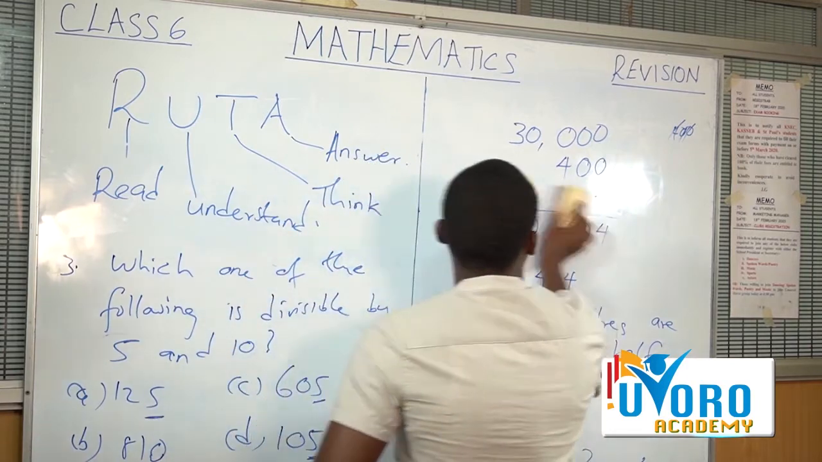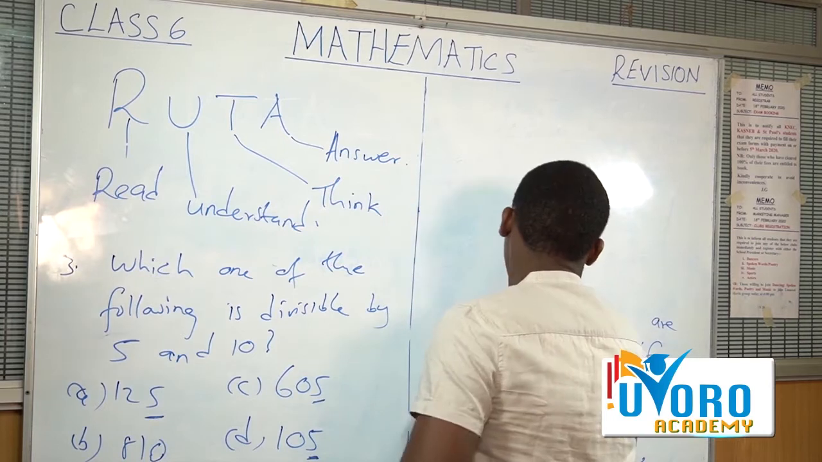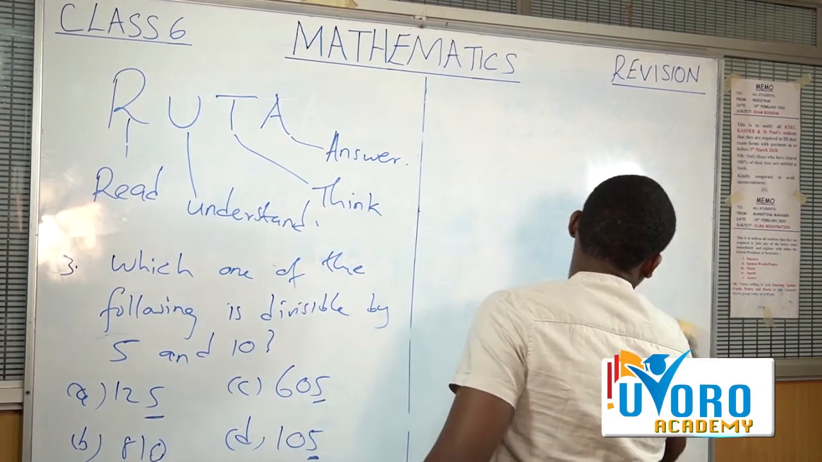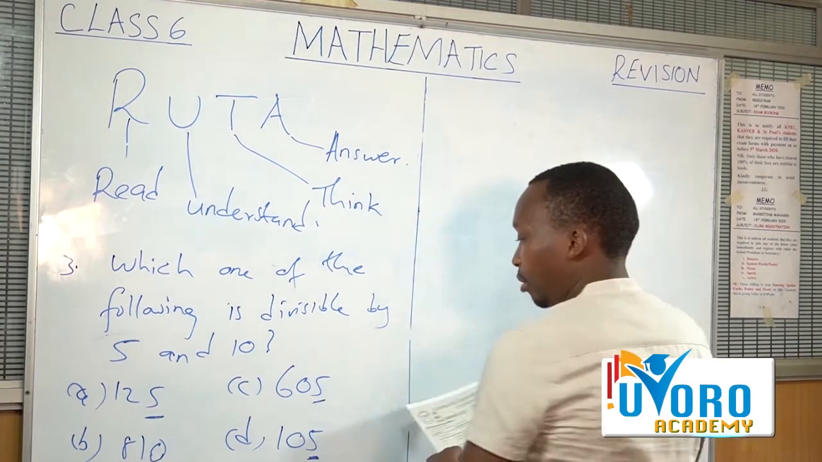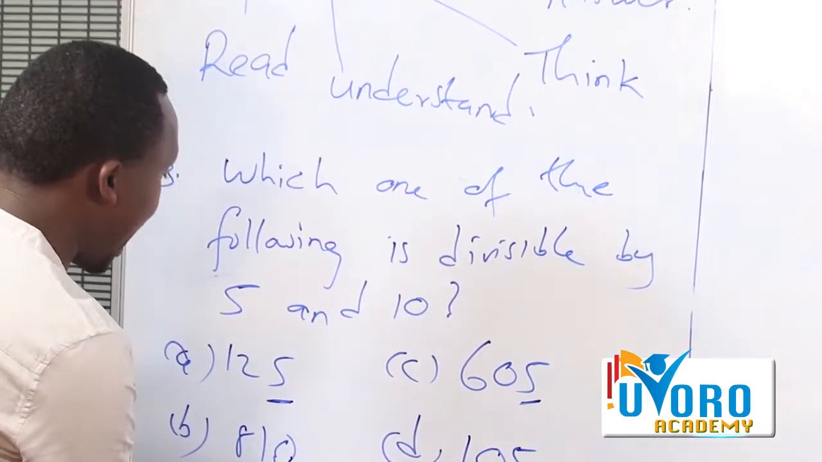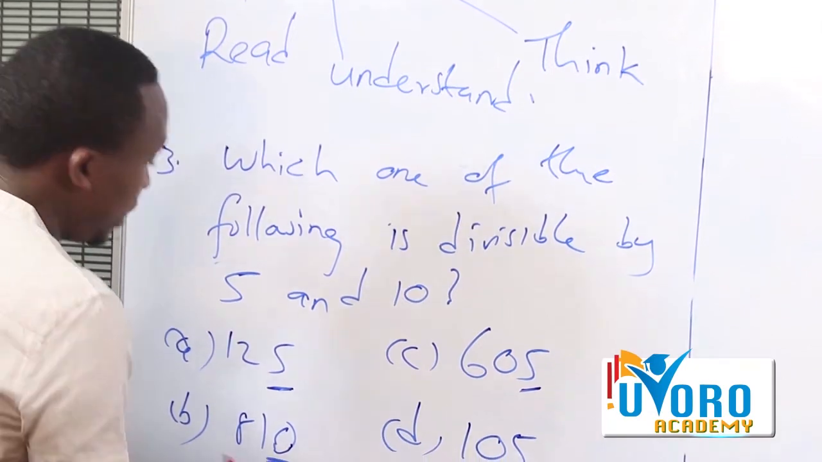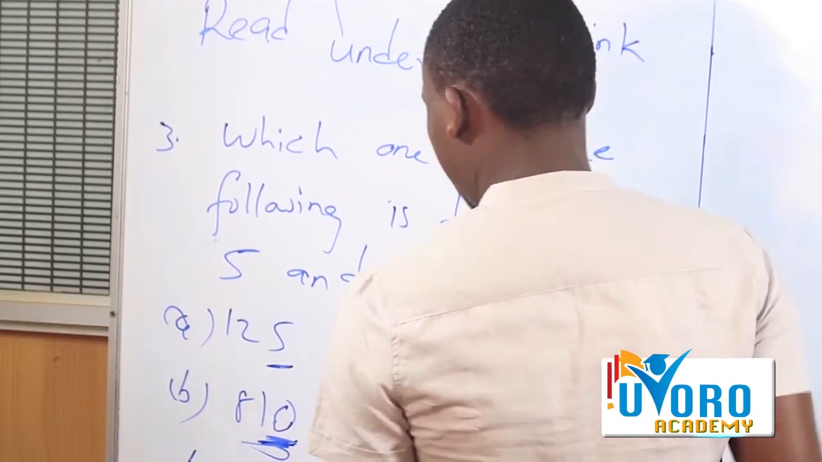Now, pupils, I want you to tell me which of the following numbers is only ending with 0 so that it can be divisible by 2 and 5. Which one? Yes, very good. That is 810. That is having 0. So our answer is 810.